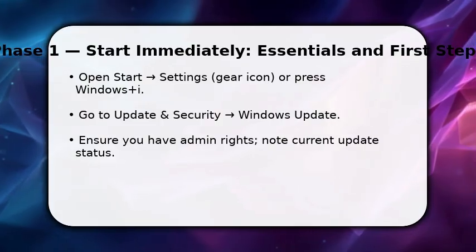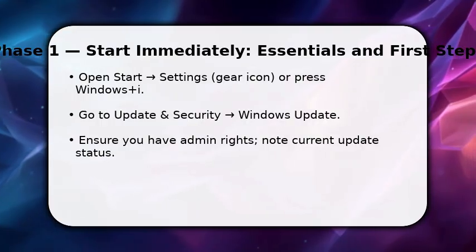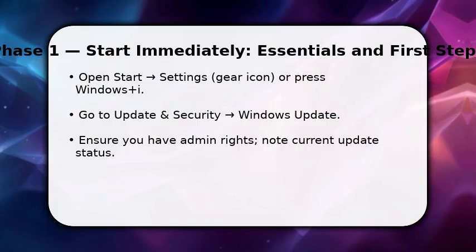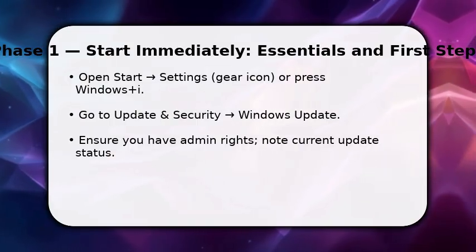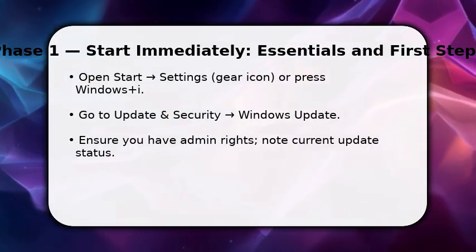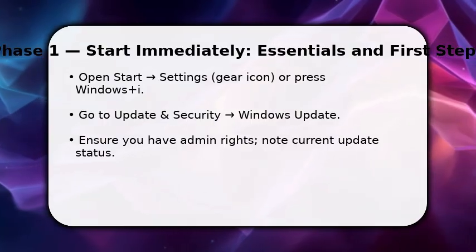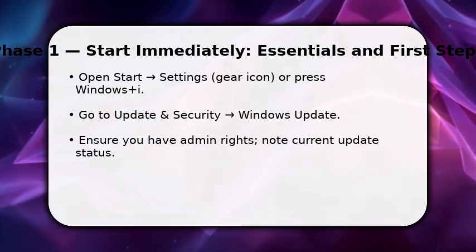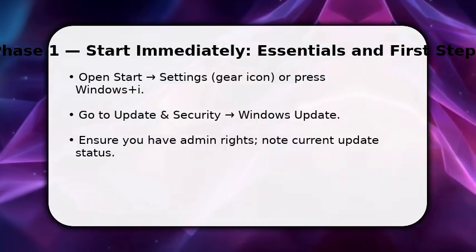You start by opening Settings. Now, press Windows plus I or click Start and choose the gear. Once there, go to Update and Security and select Windows Update so you see current status. Make sure you're signed in with an administrator account because changing pause settings requires permissions. While you're on this screen, note any pending updates. This affects what pause will do.